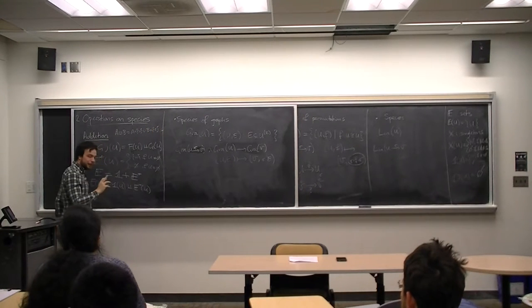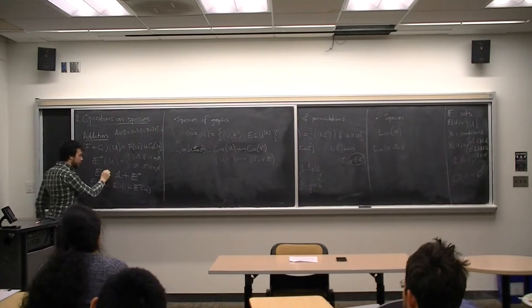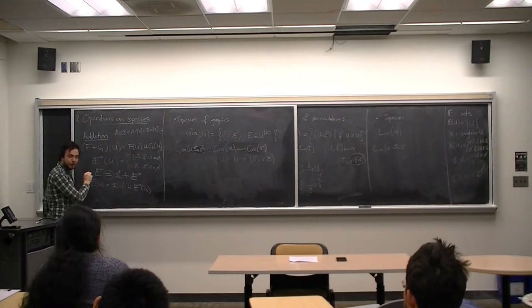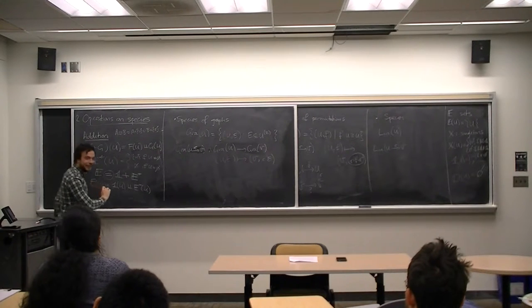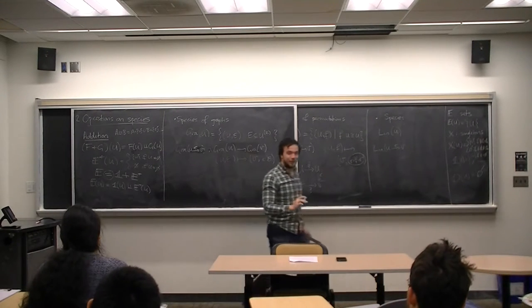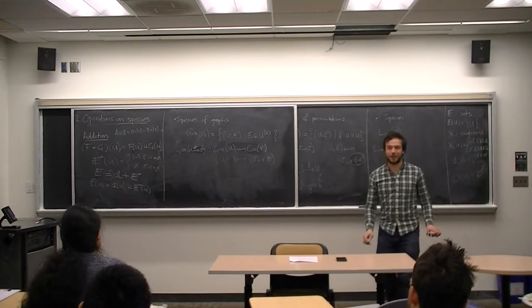And again, I brushed this under the rug. I told you I'm not going to tell you what this means. This is a natural isomorphism. So this is not an equality of sets, but it is a natural bijection of sets. Okay? So, this is an abuse of terminology, which I'm going to continue to use without apology for the entire talk.